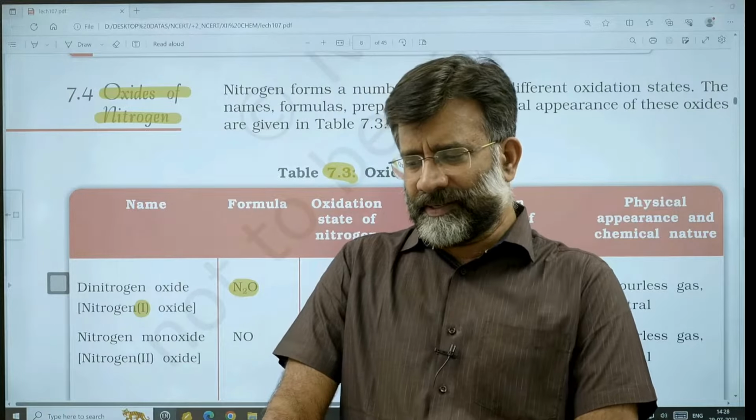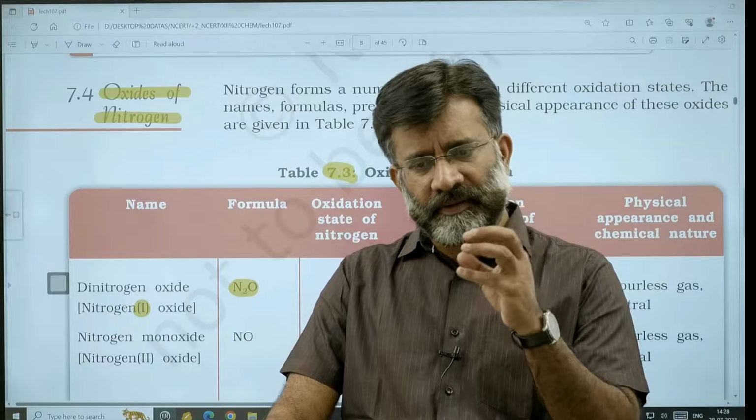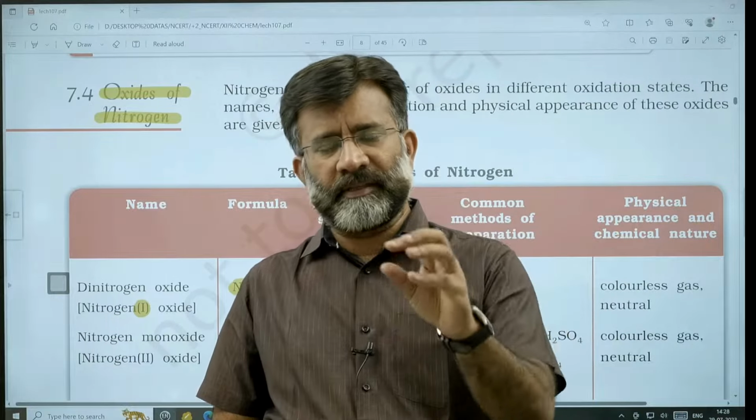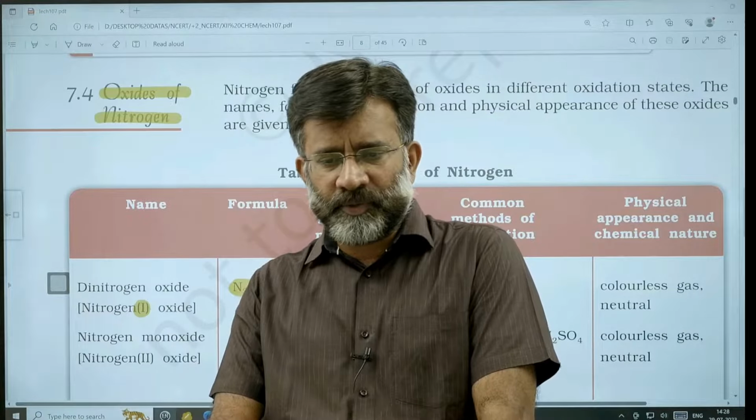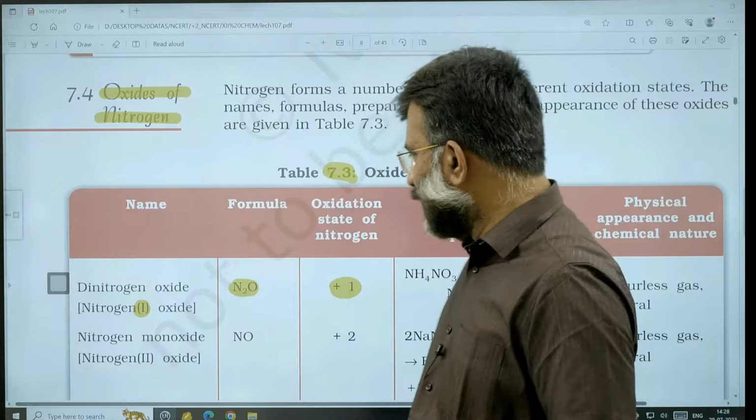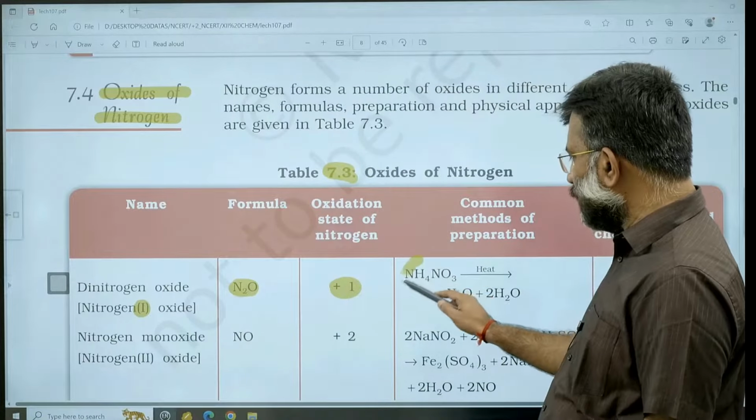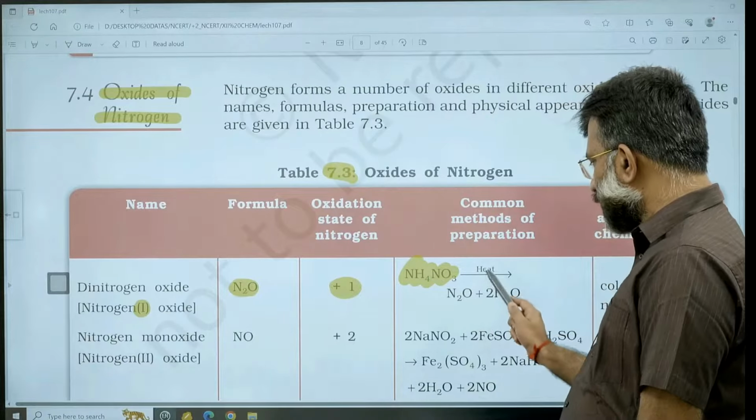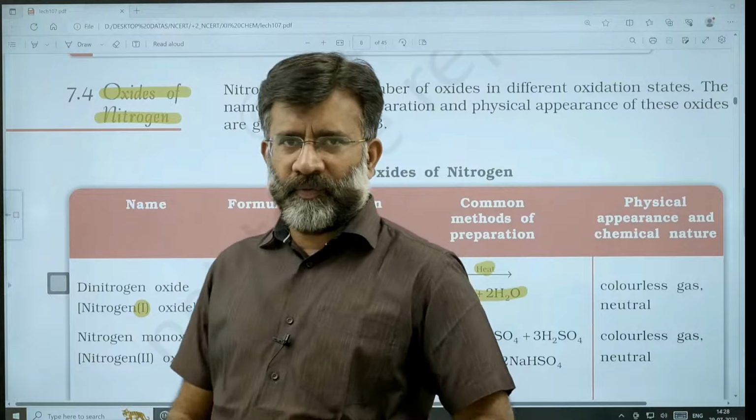Actually, it is a local anesthetic substance which makes the sensation of the face muscles lost. It's used as an anesthetic chemical in dentistry also, right? That is nitrous oxide, laughing gas, which is prepared by heating ammonium nitrate. Ammonium nitrate on heating gives N2O and water, right?